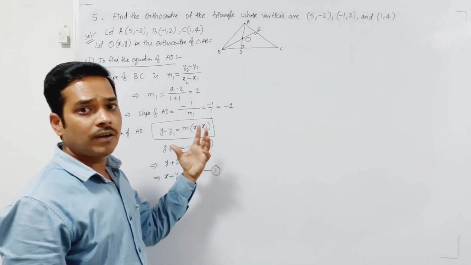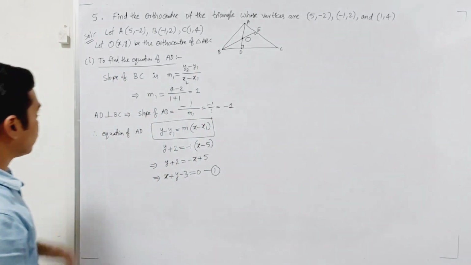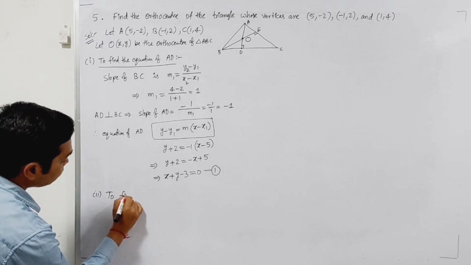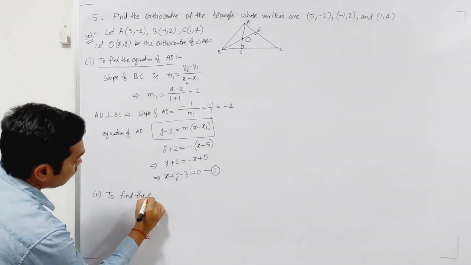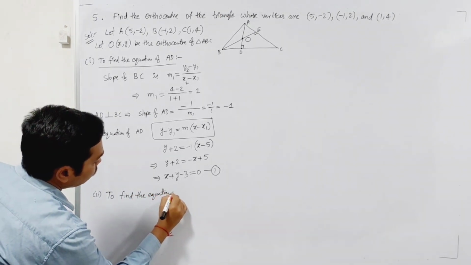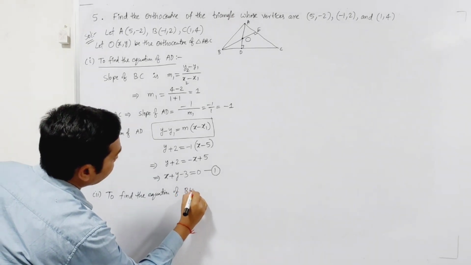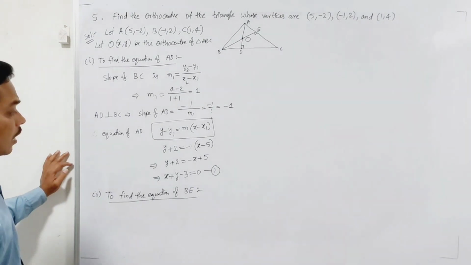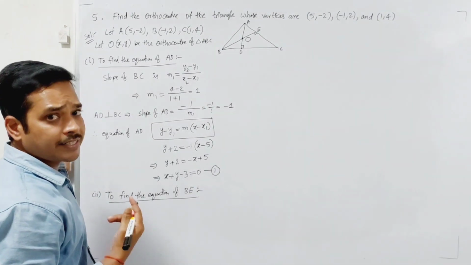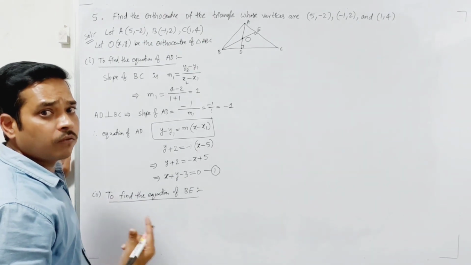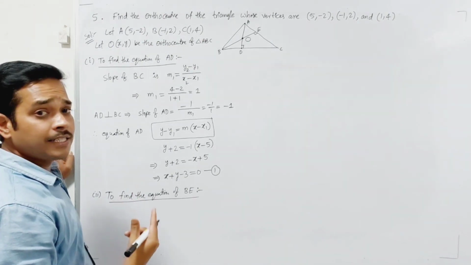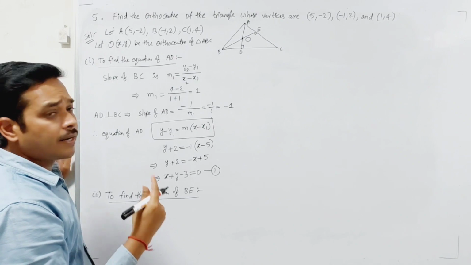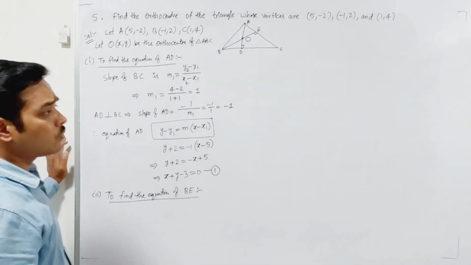Next, find the equation of altitude BE, with the same procedure. Second, find the equation of the second altitude, that is BE. How to find the BE equation? Already we know vertex B. If you know the slope of BE, we can find the BE equation. From the diagram, BE is perpendicular to AC. After finding the slope of AC, we can find the slope of BE.